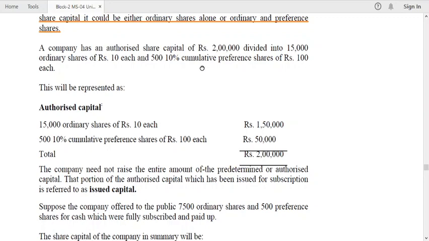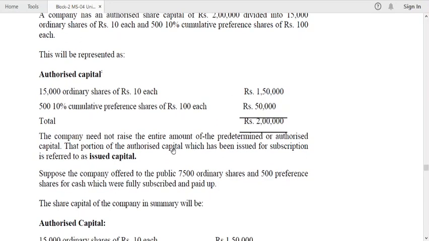Cumulative means if the company decides not to pay the dividend, then this dividend will be accumulated, and whenever the company decides to pay, all those unpaid dividends will be paid to the preferential shareholders. That is cumulative preference shares. The amount of dividend is 10%. If 500 preference shares are there, each is 100 rupees, it is costly compared to ordinary shares. So it can raise 50,000 rupees through preference shares and 1,50,000 rupees through ordinary shares. This is the total authorized capital.